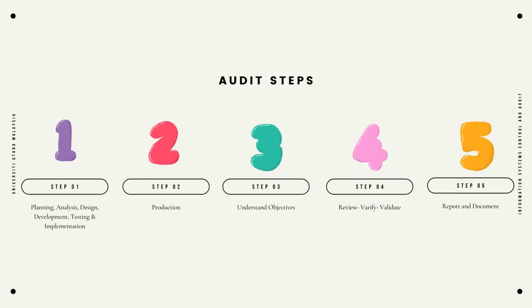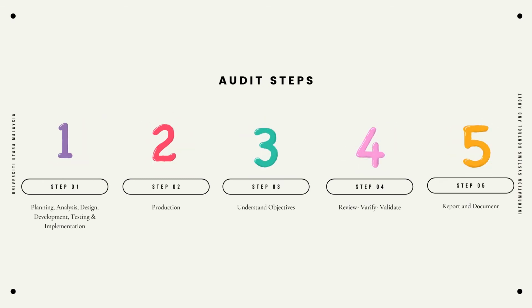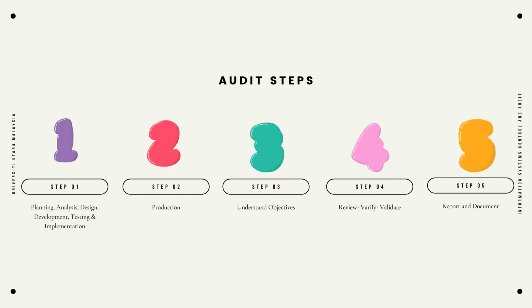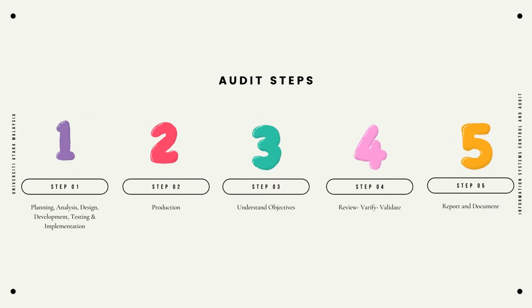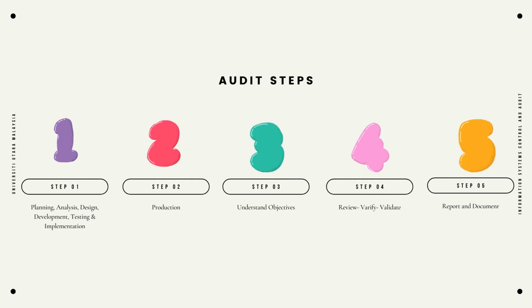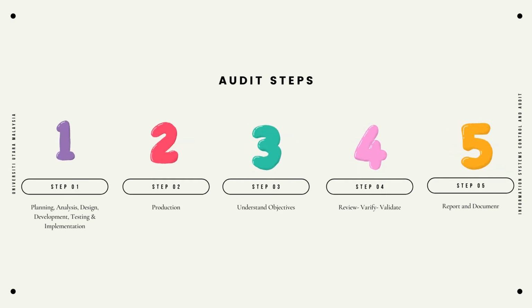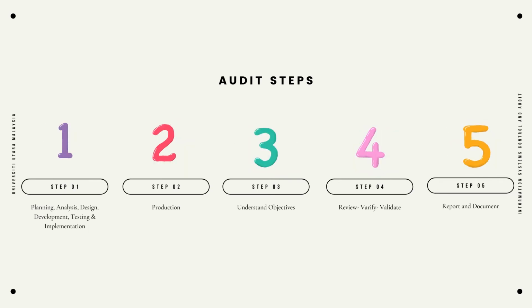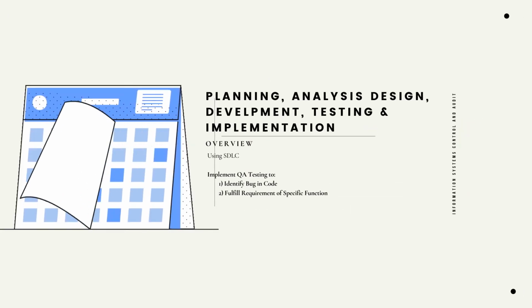To talk about the audit procedures. Audit procedures involve 5 crucial steps. The first one is planning, analysis, design, development, testing, and implementation. The second one is the production. The third one is understanding the objective. The fourth one is review, verify, and validate. The fifth one is report and document.